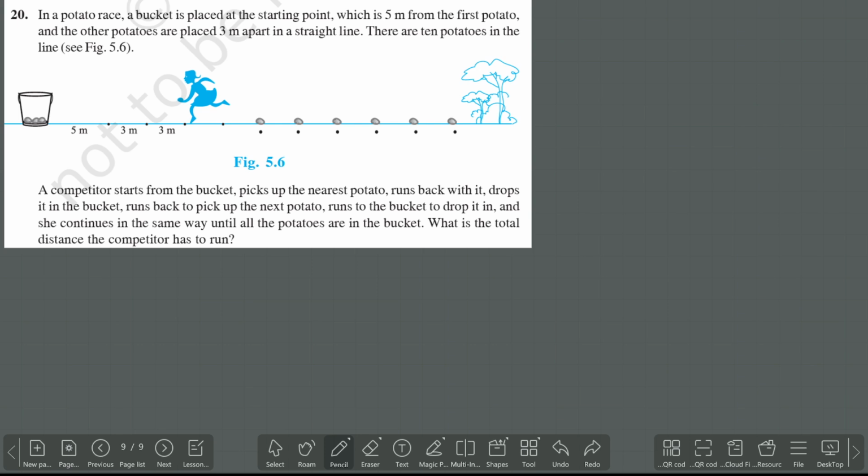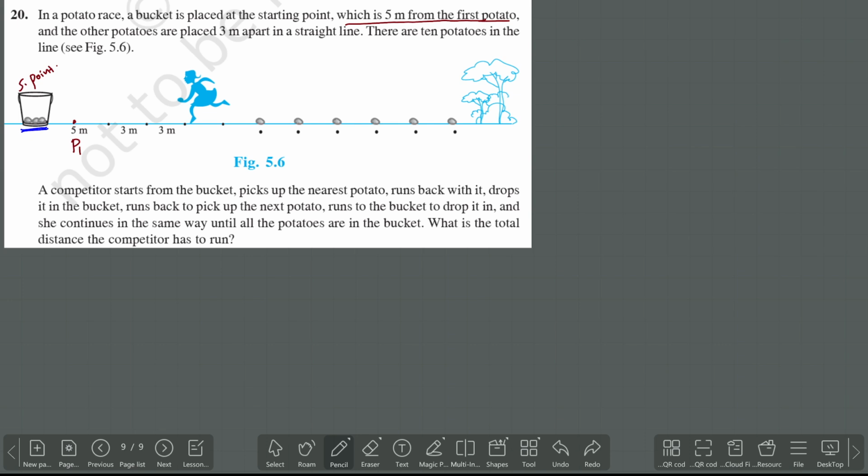In a potato race, a bucket is placed at the starting point. Here there is a bucket. They placed it at the start. This is the starting point, which is 5 meter from the first potato. So this is my first potato, number 1. This diagram you should draw. First potato. Previous diagrams, don't draw. 18, 19, no need to draw a diagram. But this one you should draw.